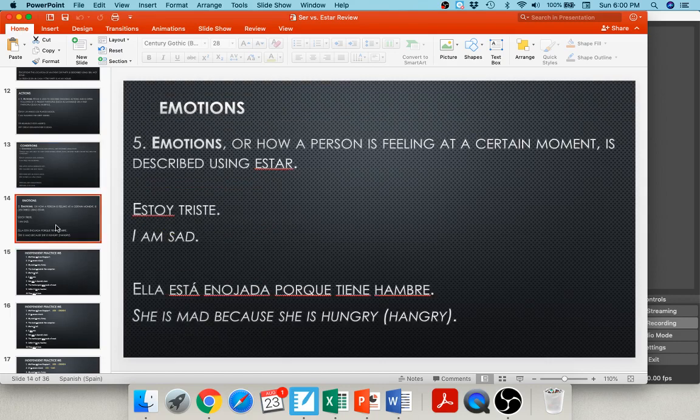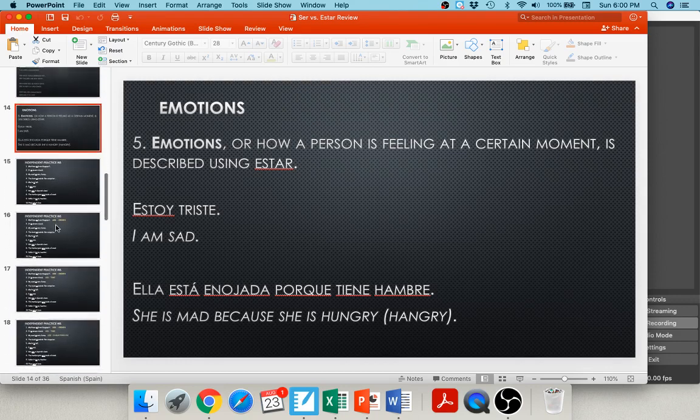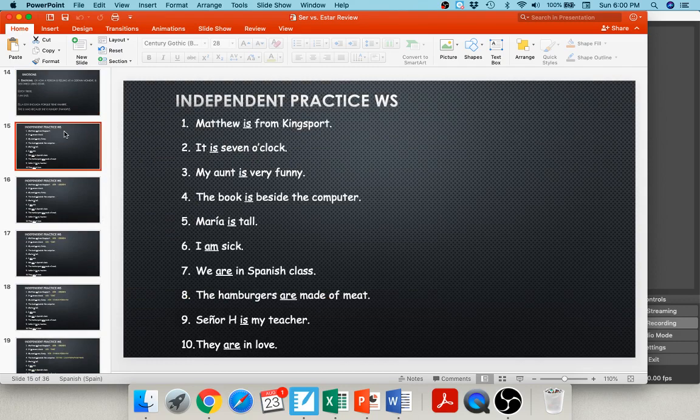And then finally, we have the E of PLACE here, which refers to emotions. This is how someone is feeling at a certain moment. So, "estoy triste." Oh, I'm sad. Or, "ella está enojada porque tiene hambre." She's mad because she's hungry. Or we would say "hangry" in English. So those are giving you some examples.